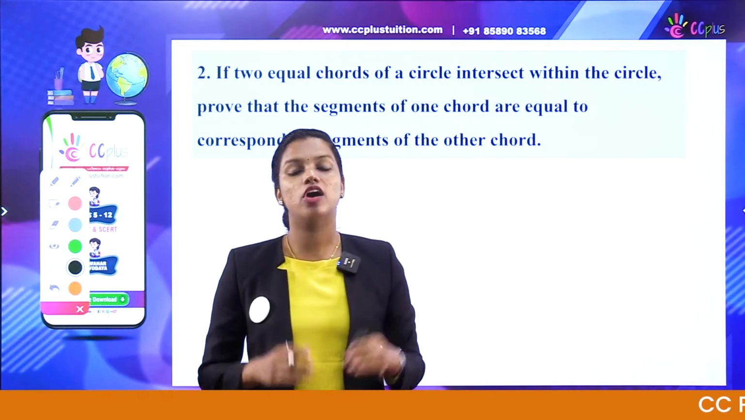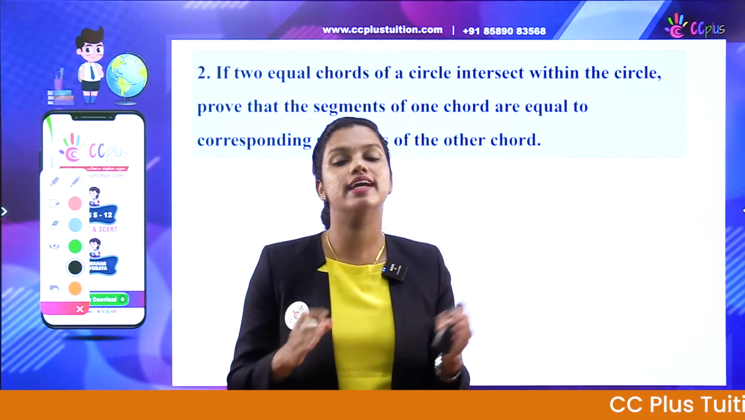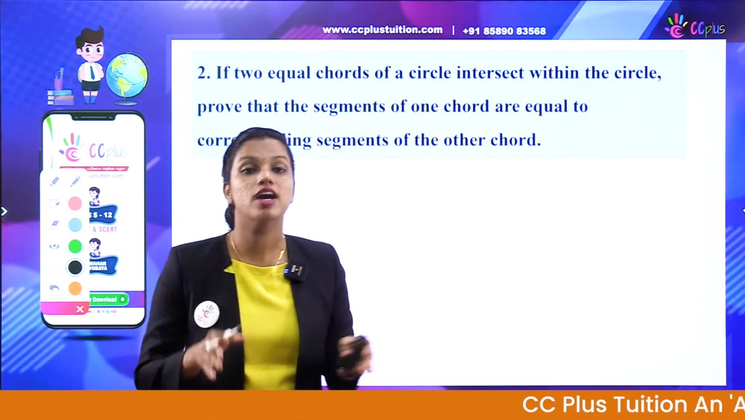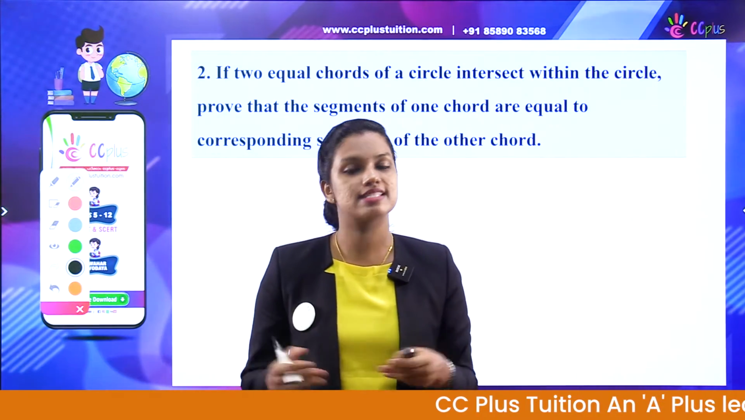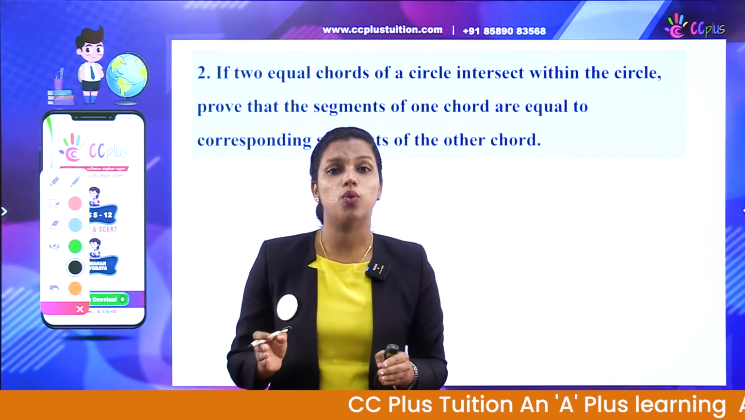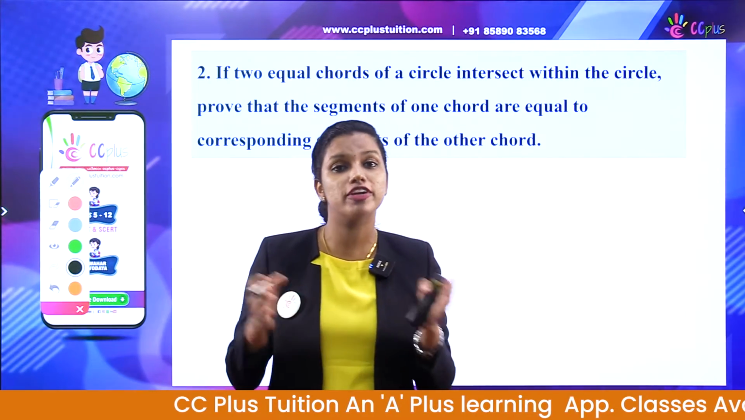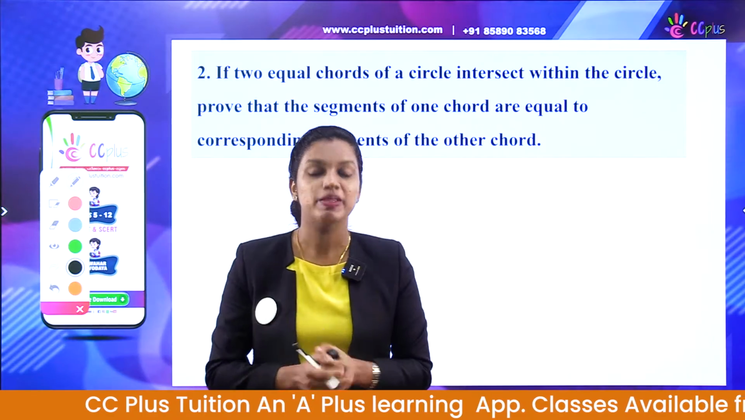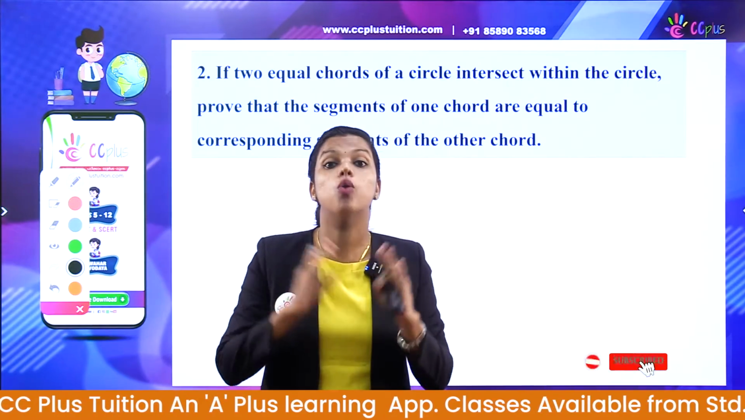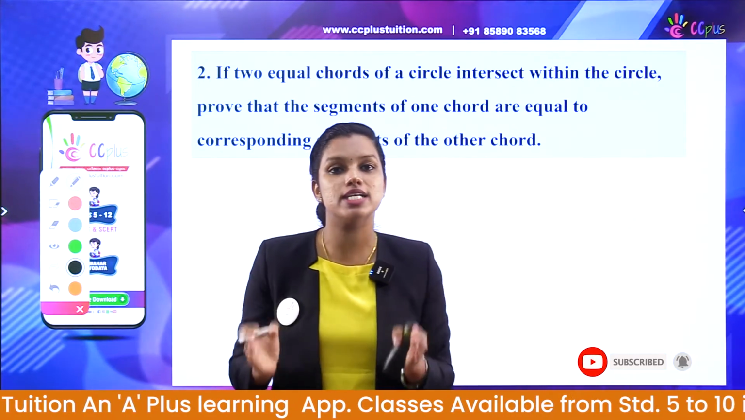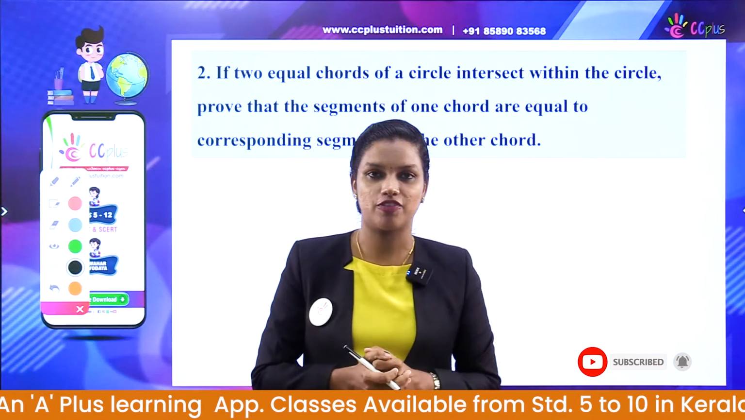So today we are going to discuss a theorem, a problem connecting chords, segments and a circle. So we should know what a circle is. We all know different definitions for a circle, right? A circle is a collection of all points which are equidistant from a fixed point, right?